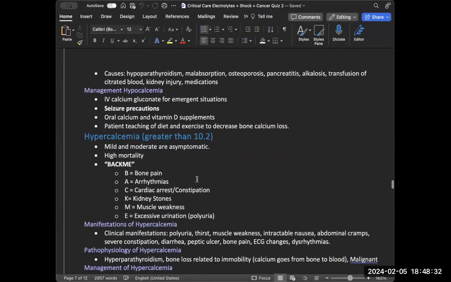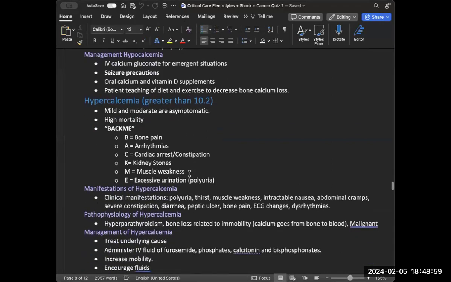So management, right? One of the things that we saw was arrhythmias. So we need an EKG. We need to watch out for that. We need to assess the heart rates. We saw seizures in that S. So we need to have seizure precautions for these patients. We want to replace the calcium through oral supplementation and vitamin D supplements because remember, vitamin D increases the absorption of calcium. And patient teaching on diet and exercise to decrease bone calcium loss.